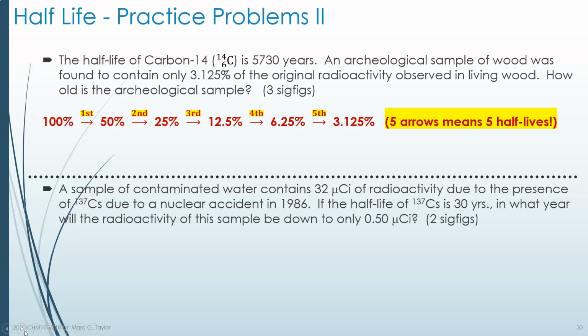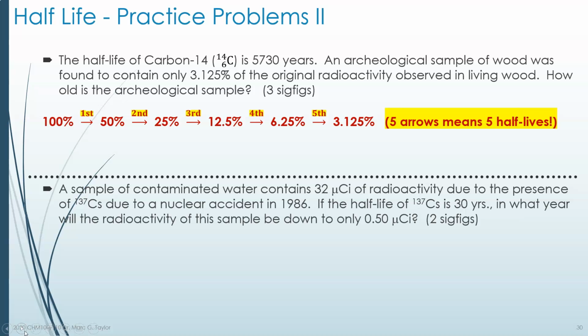In this case, we're trying to get to 3.125%. So if I start with 100%, I divide it by 2, I get 50. I divide it by 2 again, I get 25. After 3 half-lives, 12.5%. After 4, 6.25. After 5, 3.125%. I'm at the amount that I need to get to. So I've had to cut it in half 5 times, which means I must have had 5 half-lives.